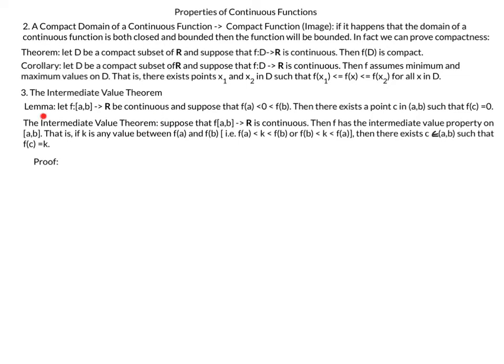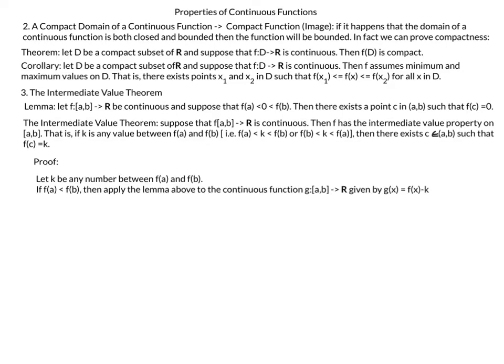You've seen this theorem before in calculus, so here's your chance to look at it again and give it a proof. We start with letting k be any number between f of a and f of b. So if f of a is less than f of b, then we're going to apply this lemma here to the continuous function, and so we're going to make a new continuous function g given by g of x is equal to f of x minus k.